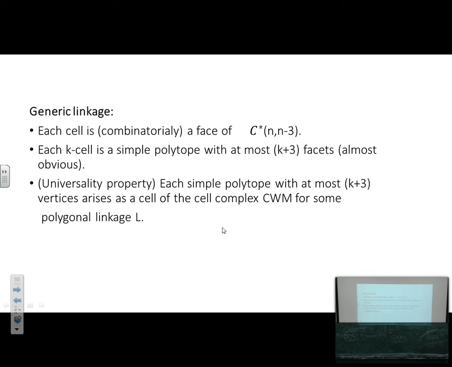And here comes a universality property. Assume we are given a simple polytope with at most k plus 3 vertices or faces. So that is a typo. With at most k plus 3 faces, I'm sorry. It arises as a cell of the cell complex for some polygonal linkage L. So everything arises in this way, and this is the Gale diagram technique involved, and it's a simple fact if one knows the Gale diagram. So it follows immediately.